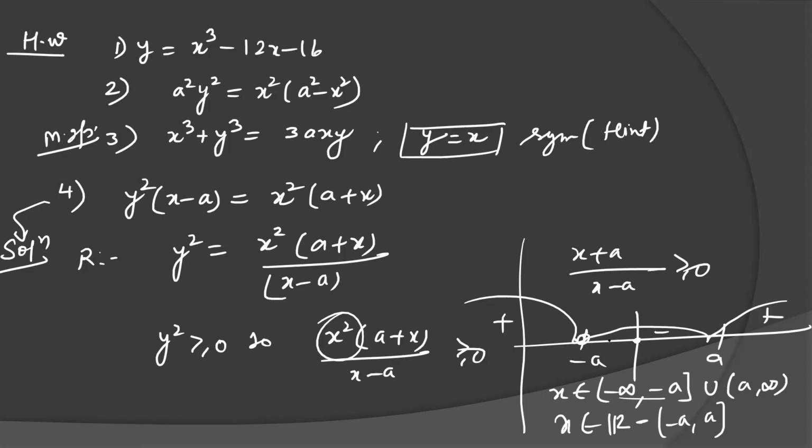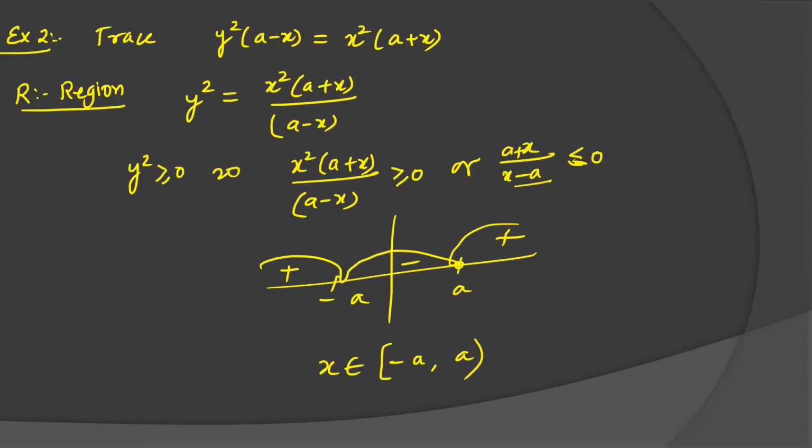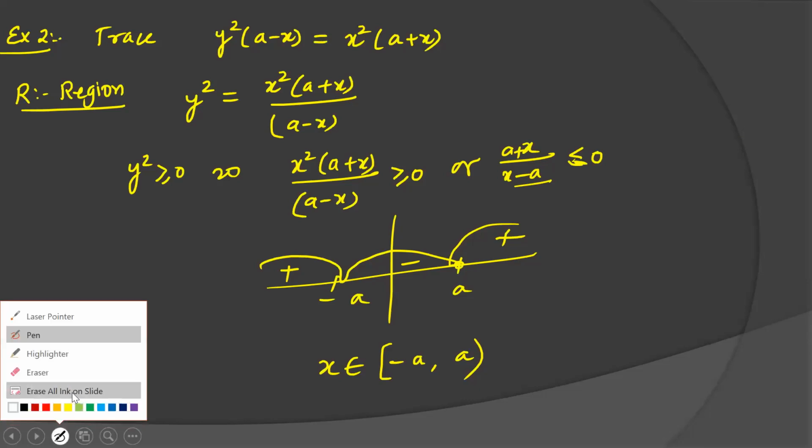In the domain, 0, 0 is not included. So in this case, a tangent at the origin is not possible because 0, 0 is not on the curve. Okay. Next case. The domain you know very well now.